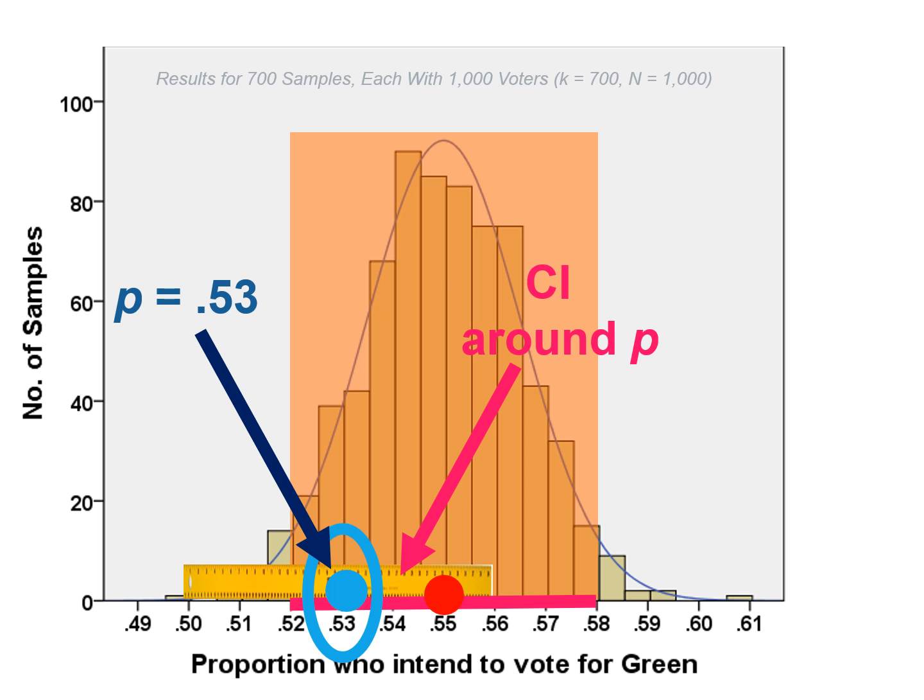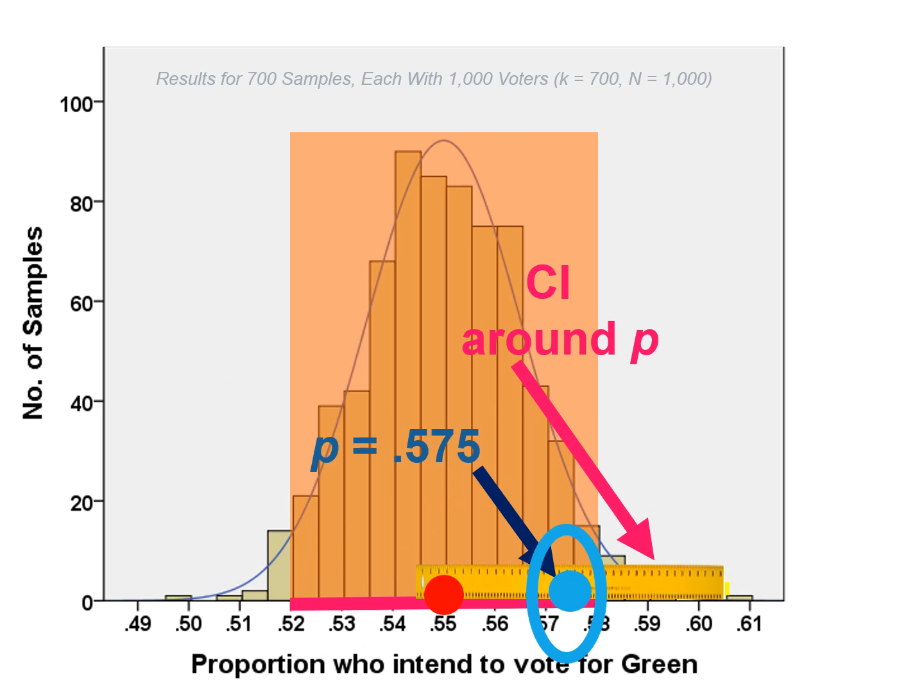So, in other words, this confidence interval centered on the sample value of 0.53 includes the true value of pi in the population. Similarly, if we center the new confidence interval on 0.575, we see that 0.55, the true value in the population, falls within the confidence interval.